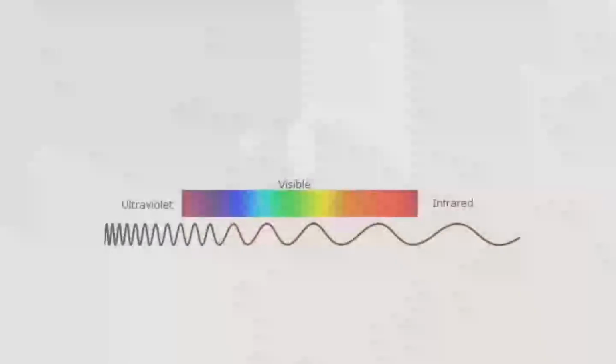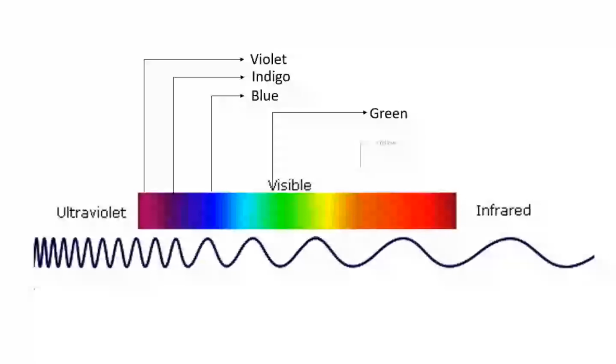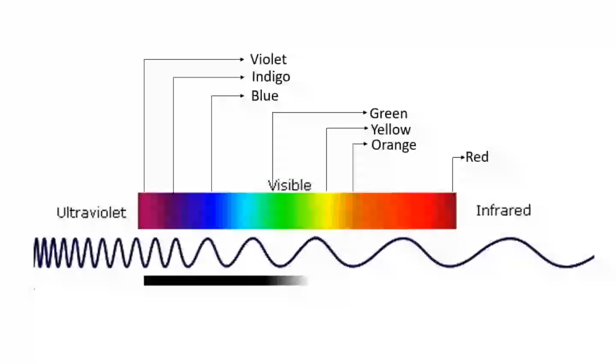We perceive lights of different wavelengths to be of different color. The light of the shortest wavelength that our eyes can see is violet colored. Upon increasing the wavelength, the light appears indigo, then blue, then green, yellow, orange, and finally red. Red colored light has the longest wavelength on the visible spectrum of light.